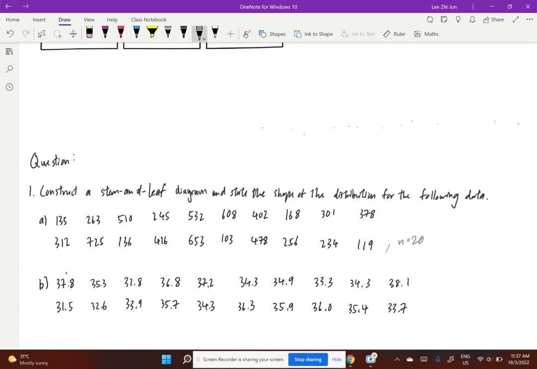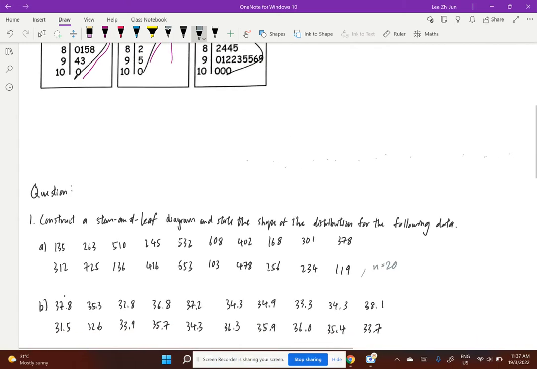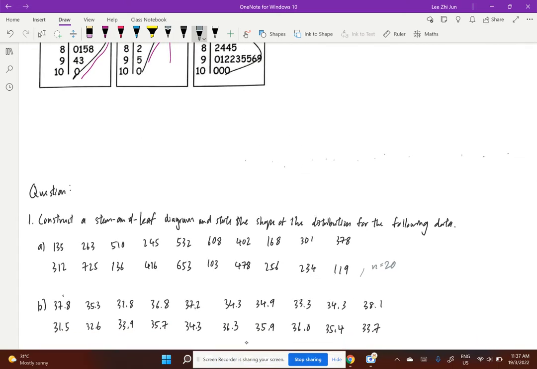Okay, you know that the total number is 20. So you just write it in ascending order. So we go to 100 first, 103, and 119, and how many? We have 135, 136, and 168.